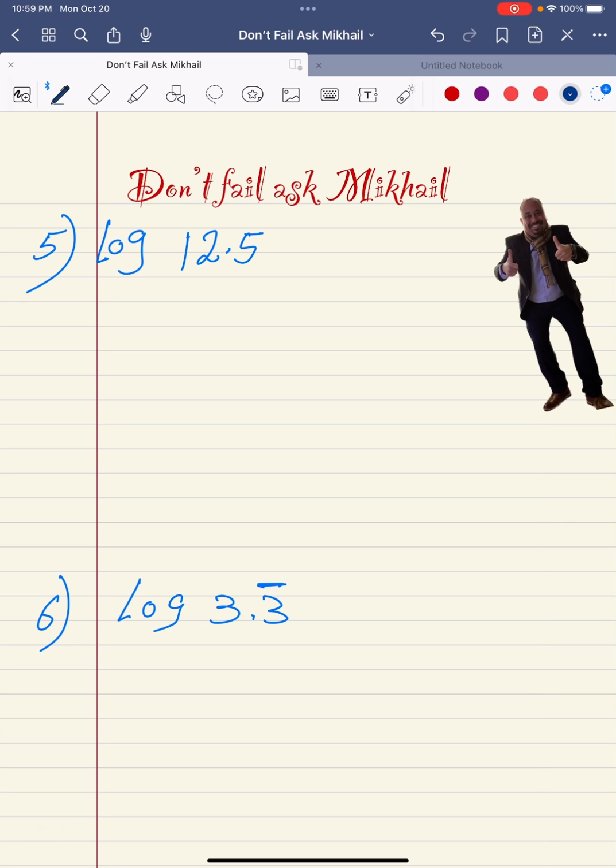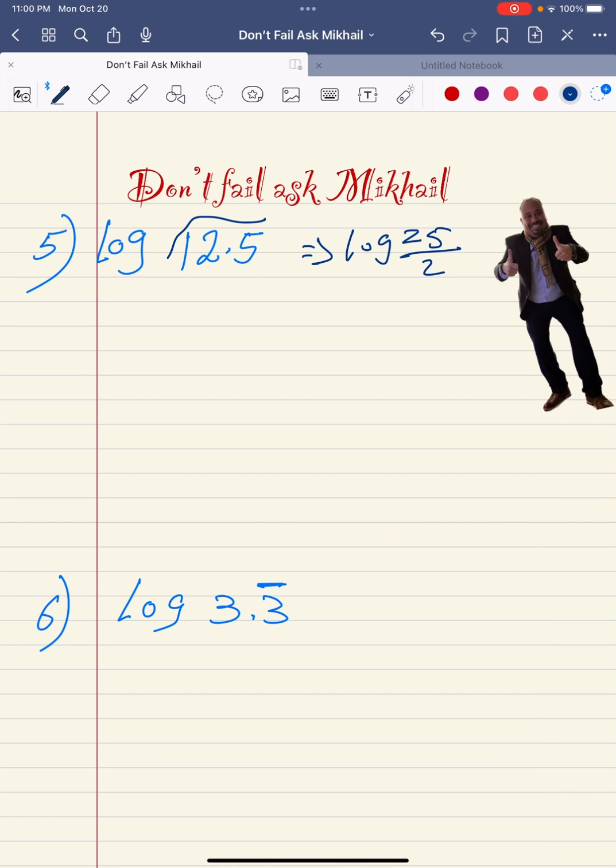log 12.5. All right, let me tell you something, everyone. Every time you have a decimal, that means it's a fraction. So think of a number you divided by another number gives you a fraction. So over here, every time you have 0.5, you divide by 2. Like in this example, that is the same as log 25 over 2. So you do vice versa. You multiply by 2 to know the top, and you put 2 on the bottom.